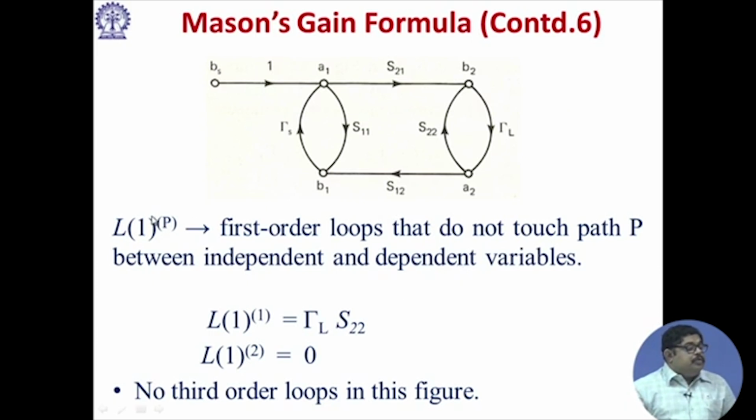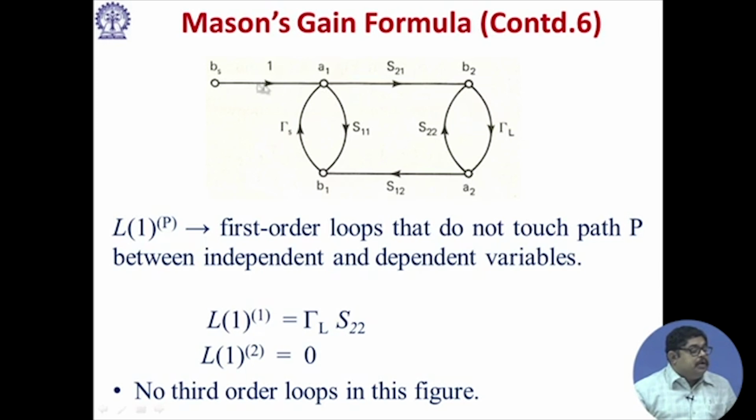Now, we have seen there are two paths. Now, L1P: L11, L12. Now, L11. There are three L1s, as you have seen: this is one L1, this is another L1, and this is another L1. There are three first order loops, but which one is non-touching to path 1?